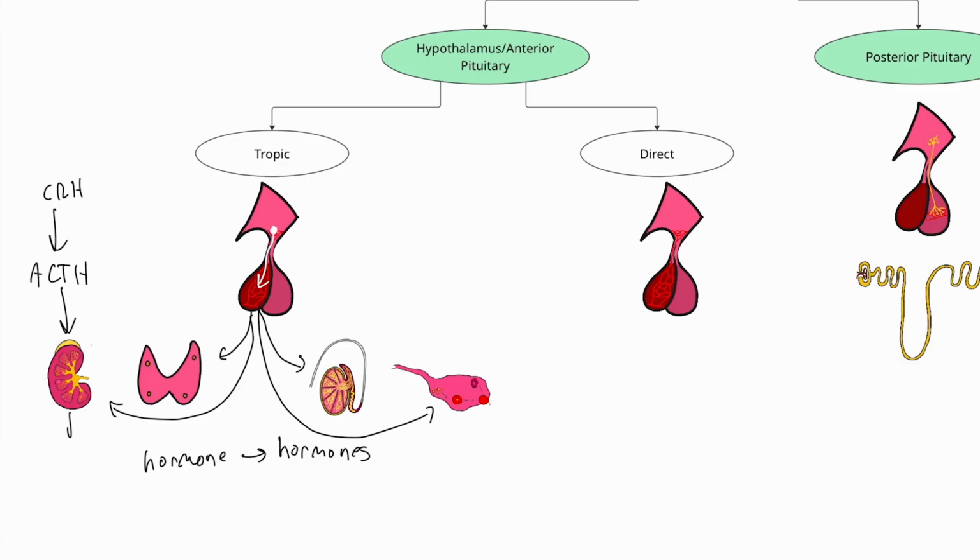It causes the adrenal gland to release cortisol. Cortisol is called a glucocorticoid because it has an effect on blood sugar. It increases glycogenolysis and gluconeogenesis.